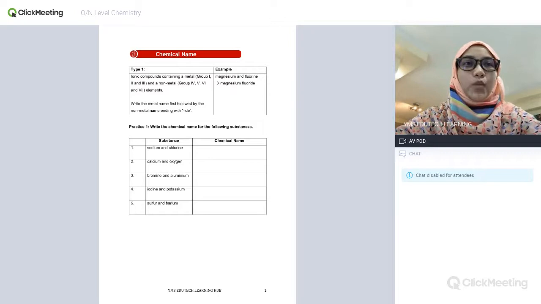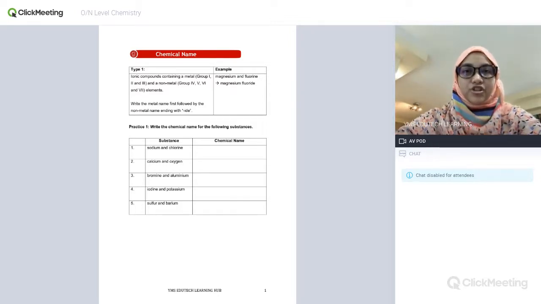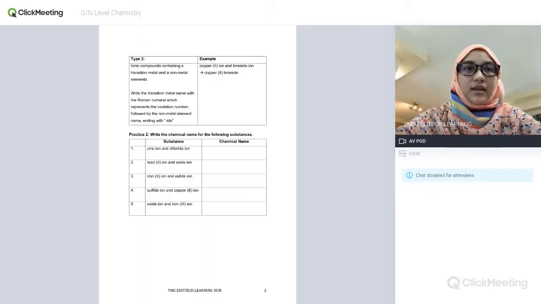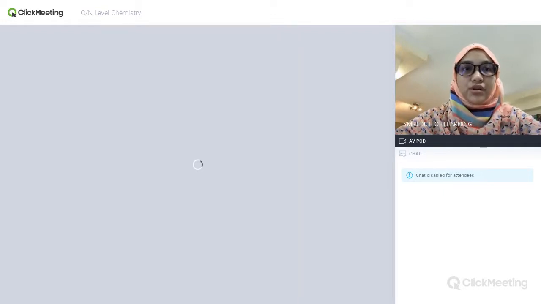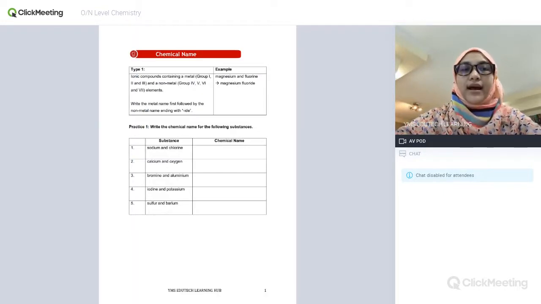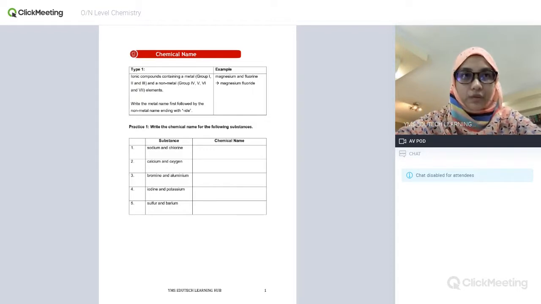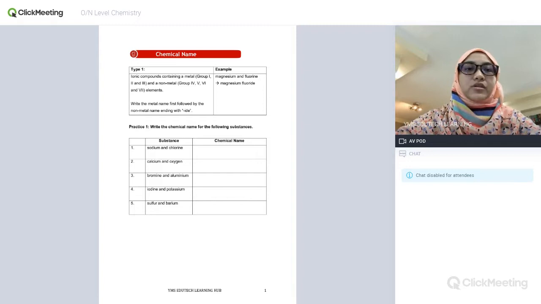In chemical naming, we can categorize the strategy into 3 areas. So the first one is type 1, followed by type 2, and type 3. In type 1, we are dealing with ionic compounds. As we all know, ionic compounds consist of 2 types of elements, a metal and a non-metal.